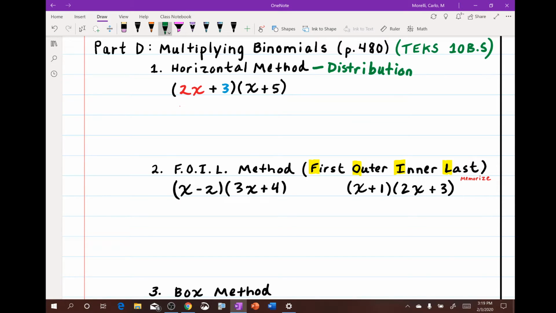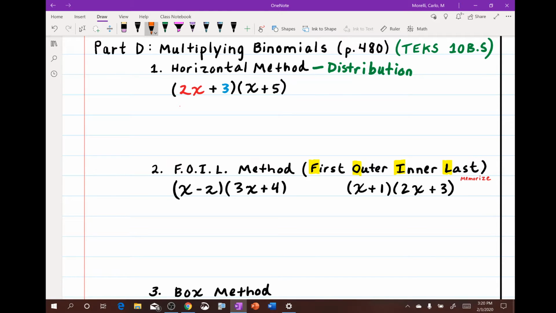Now, all three methods work. All three methods work the same to accomplish the same goal, but you'll find one of the three methods we're going to learn today much easier. Each person might choose a different method, so I want to show you all three. Let's first learn the distribution method.